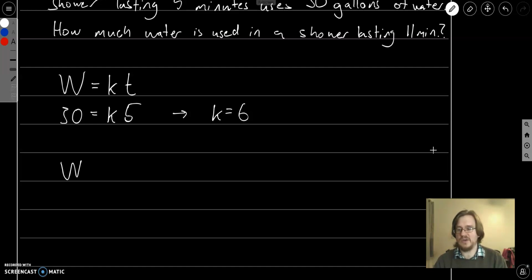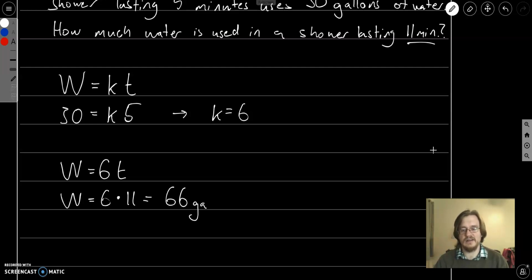Well, let's write down our equation again, but we'll substitute in what we know. So the number of gallons of water used in the shower is going to be 6 times the time in the shower. And in this case, we want to know how many gallons are used in 11 minutes. So how much water is used is going to be equal to 6 times the time in the shower, which is 11. So we use 66 gallons of water. And I can add my units here for my answer.